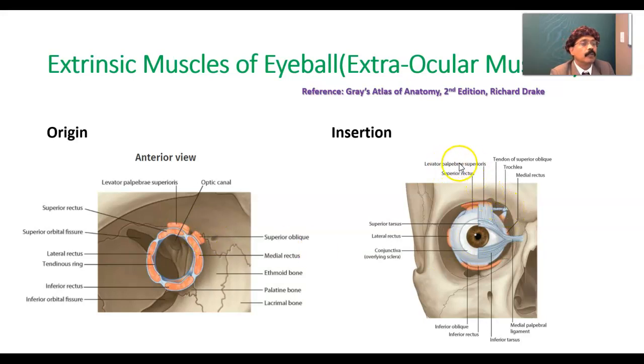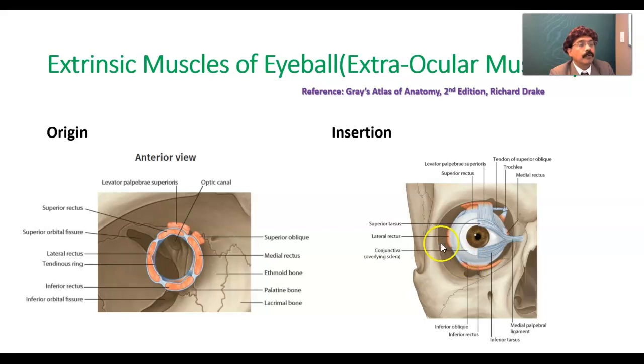As for insertion, the levator palpebrae superioris inserts into the superior tarsus and the skin of the upper eyelid. The tendon of the superior oblique passes through the pulley, or trochlea, going posterolaterally, and inserts posteriorly to the superior aspect of the sclera. But the inferior oblique is an exception. It takes origin from the floor of the medial aspect of the orbit near the nasolacrimal duct, and it inserts into the posterolateral aspect on the inferior part of the sclera.